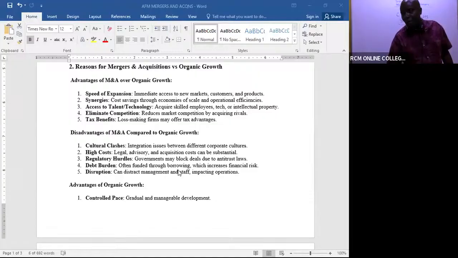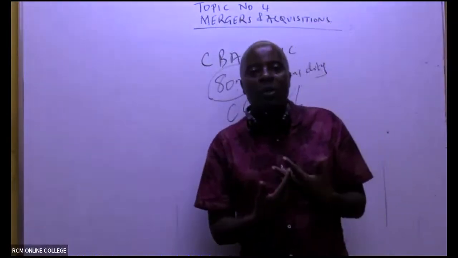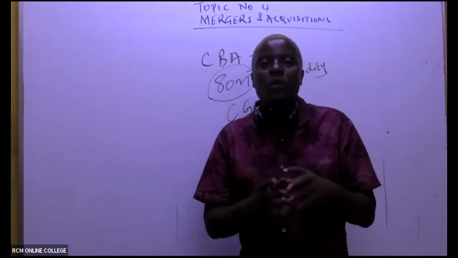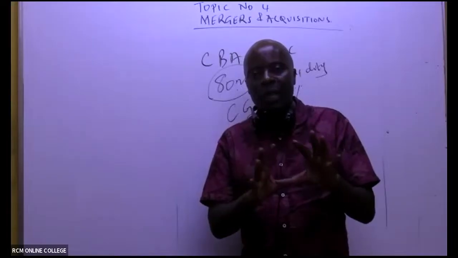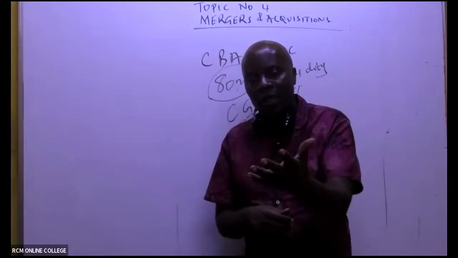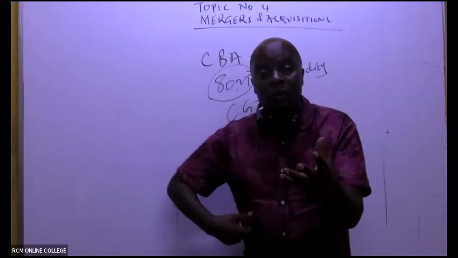Now, after that, ladies and gentlemen, we are told here, debt burden, often funded through borrowing, which increases financial risk. For example, if it's RCM that is going to acquire this primary school, we don't have money of our own. The only thing that we are good at is to play around with leverage, to play around with debt. So we come and tell these people we are acquiring this primary school. It has got 5,000 students. So not 5,000, but 500.